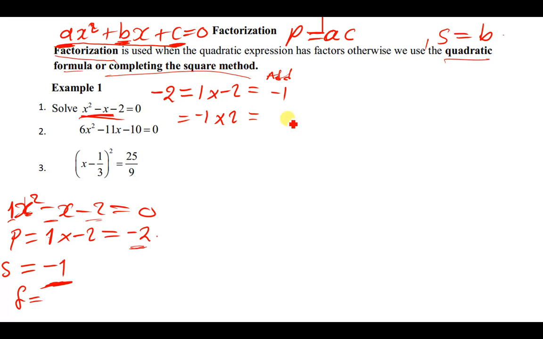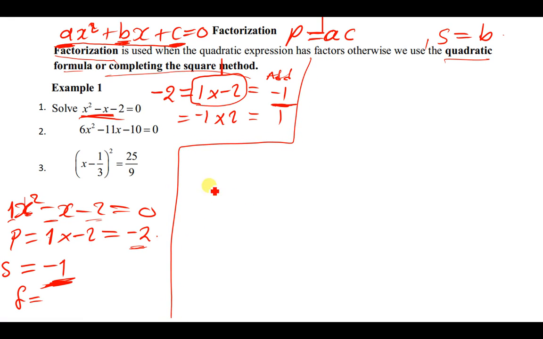When we add negative 1 plus 2, the answer is 1. So the one which gives us negative 1, the one which gives us the sum, is the one that we get. So we'll get this set of numbers because it's the one that is giving us the sum of negative 1. So we can now begin to factorize.